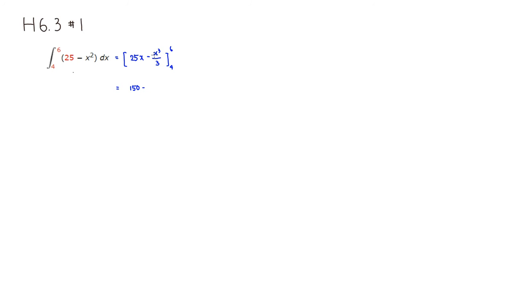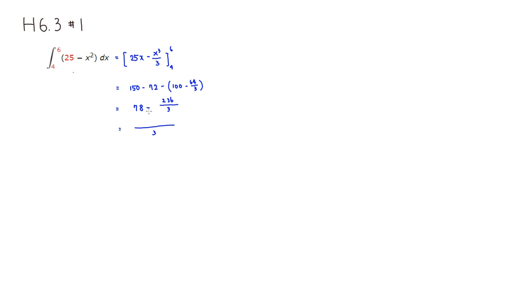That's 216 over 3, which is 72. Then minus, plug in 4. 4 times 25 is 100, and 4 cubed is 64, over 3. So this is 150 minus 72, which is 78, and minus 100 is minus 300 over 3, so it's 300 minus 64, which is 236 over 3.